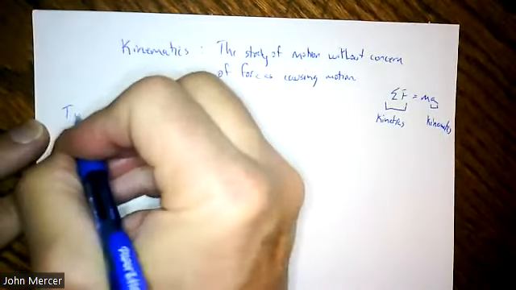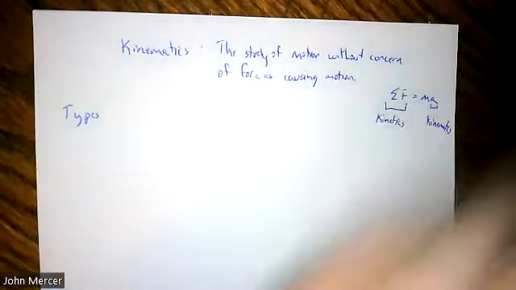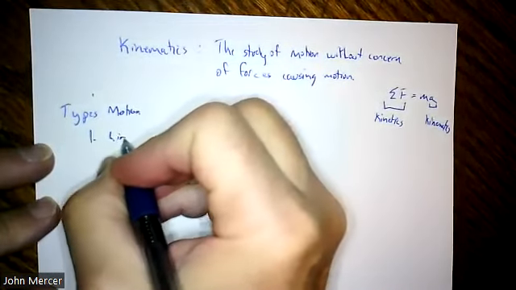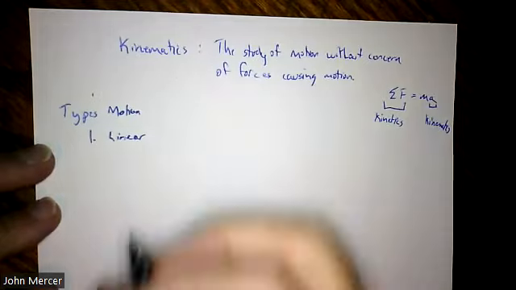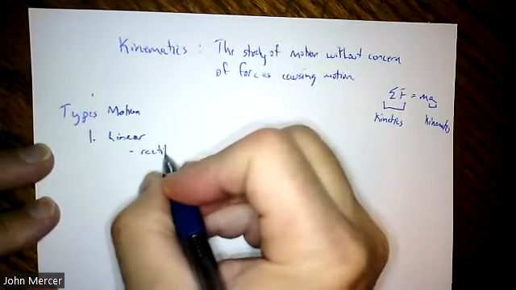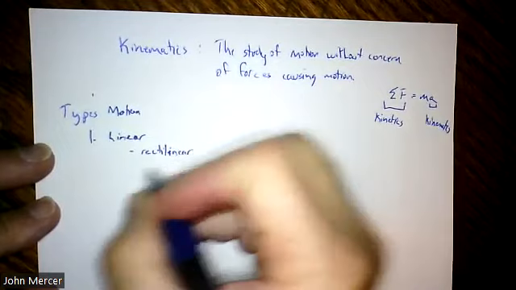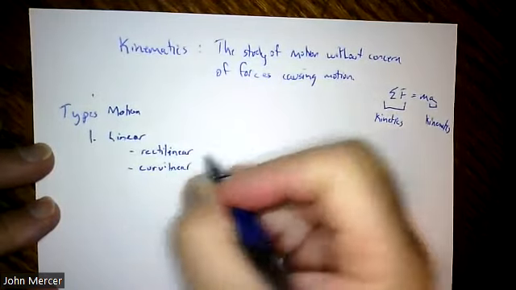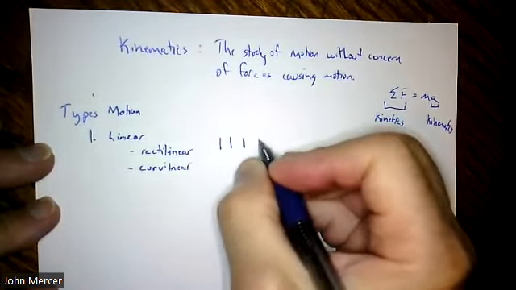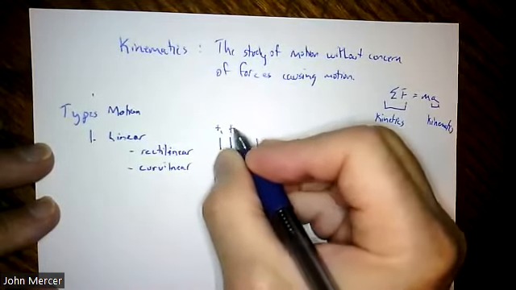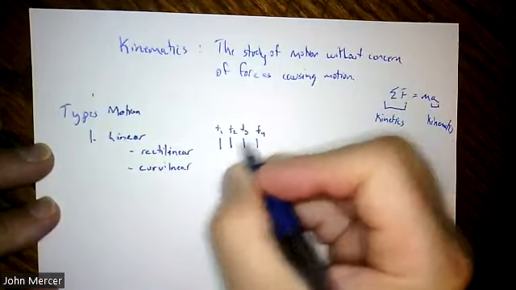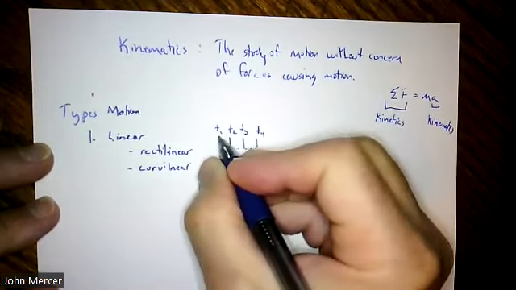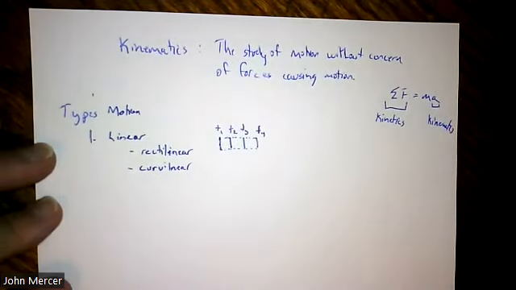And remember, there's three types of motion. We have linear, where all points of an object travel the same distance. And remember, we have rectilinear, where the object travels in a straight line, and curvilinear, where it travels along a curved path. So we have the object going like this, time one, time two, time three, time four, and all points of the object travel the same distance. The dotted line would be the same length.